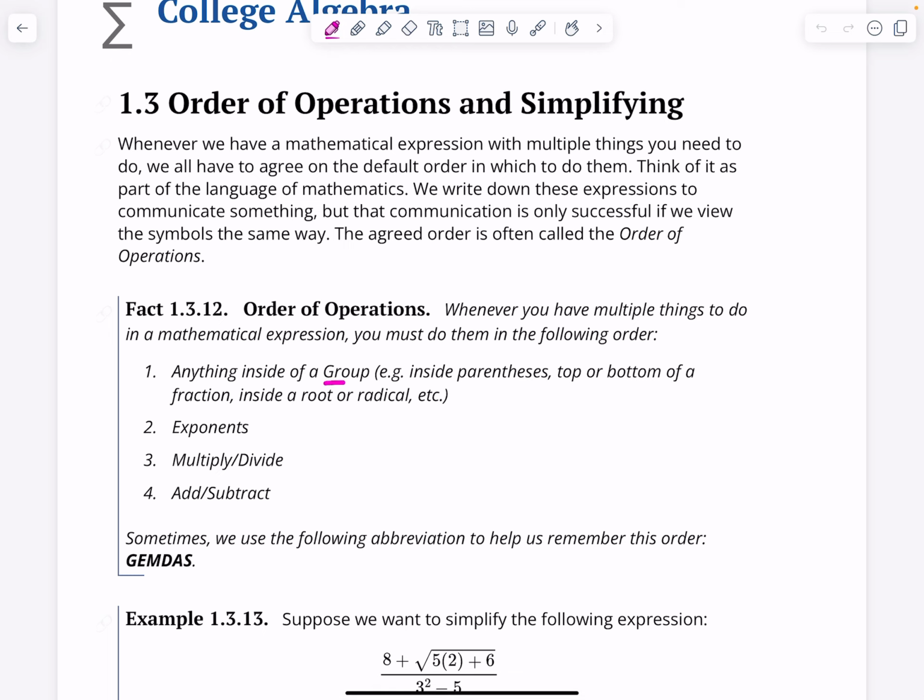They've changed it recently to GEMDAS because PEMDAS comes from parentheses, but really there are other grouping symbols. There are the parentheses, the closed brackets, the fractions. Those are different groups. There's the radical, that's kind of like a grouping thing. So anything that groups is the first thing that you work inside of. So you work inside a group.